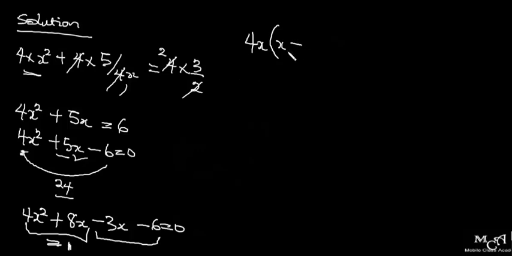Now, if I take out 4x from 8x, what am I going to have left? I'm going to have plus 2. Are you with me? So 4x times x gives me 4x squared, and 4x times 2 will give me plus 8x. So I'm correct. Let's continue. This side of the bracket, what do we have common? We have minus 3 as a common factor. So let's put that outside.